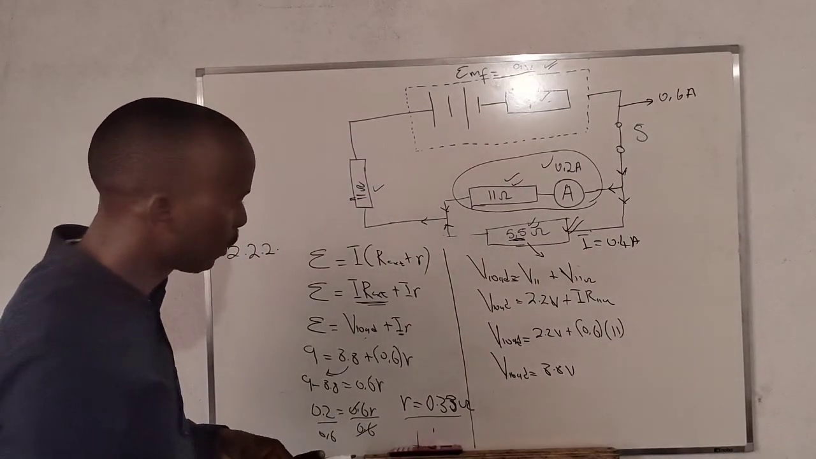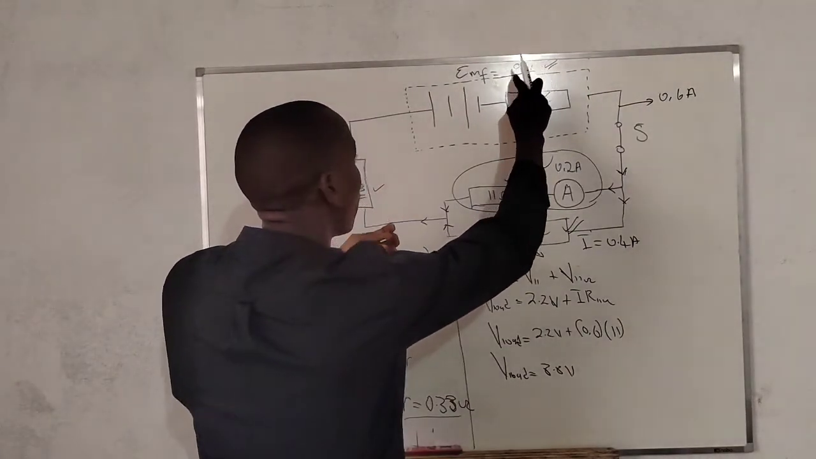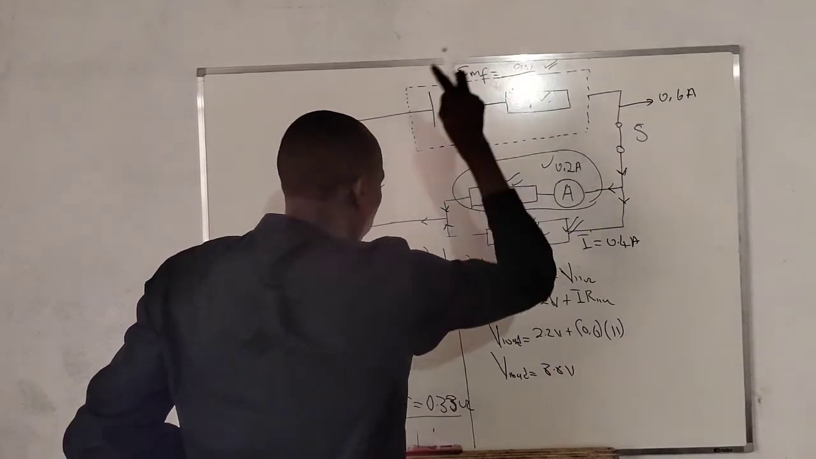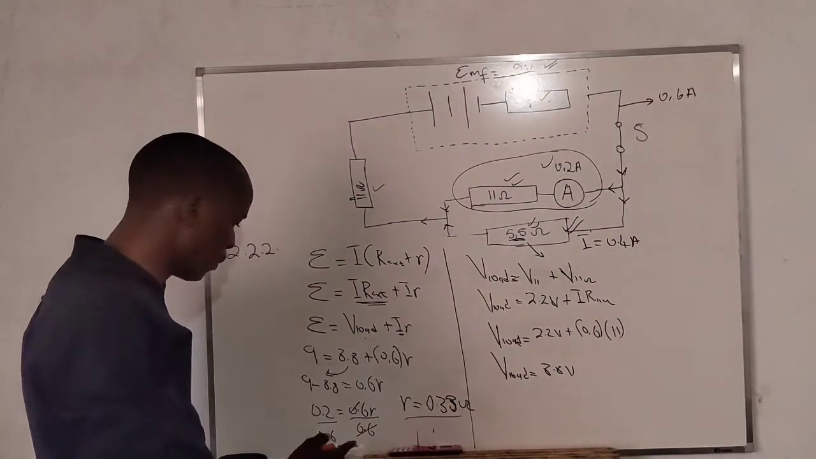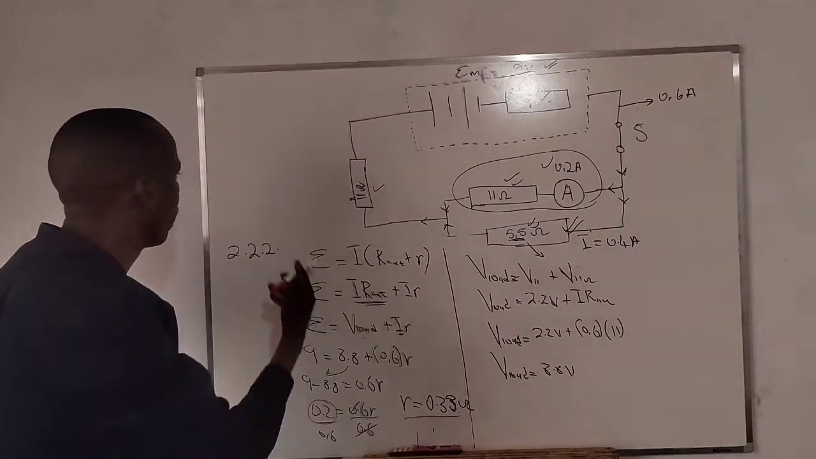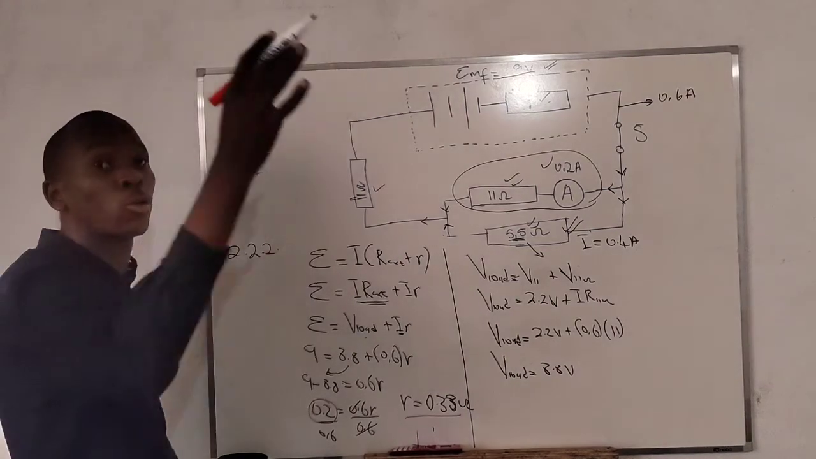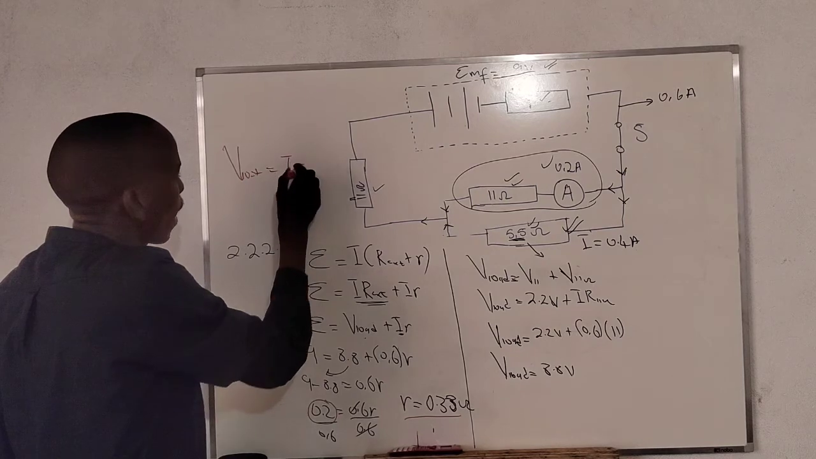Also, V load, the total voltage of the battery, the EMF of the battery, is of course 9 volts. Then we have a small drop of the voltage. We lost some of the voltage. This is V lost, which is sometimes called V internal, and is equal to I R.